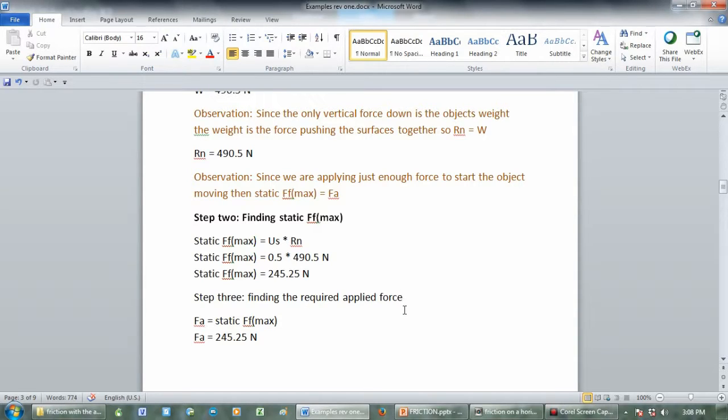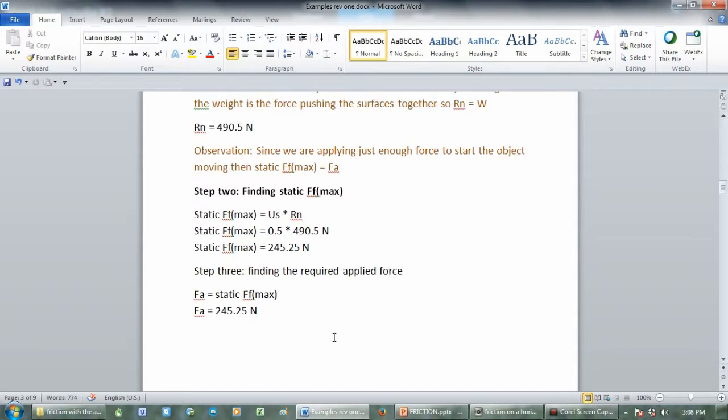Step 3. Finding the required applied force. Because the object is just starting to move, we know the applied force has to equal the maximum static friction force. Therefore, the applied force has to equal 245.25 newtons.